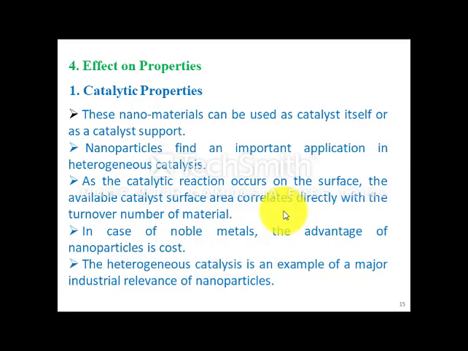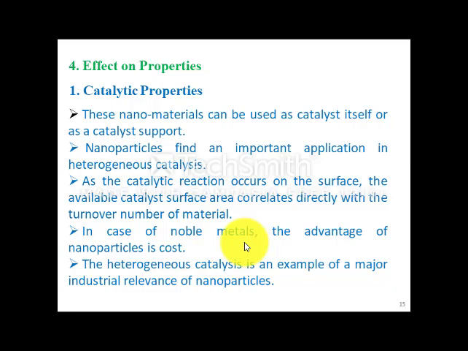And in case of noble metals, we know that noble metals are very expensive and it is very difficult to use them as catalyst. This is why we mostly use transition metals instead of noble metals. So in case of noble metals, if we use nano-sized noble metals, then we need to use a small quantity of noble metals. Small nano noble metals will be enough for a reaction, and this will be cost effective.